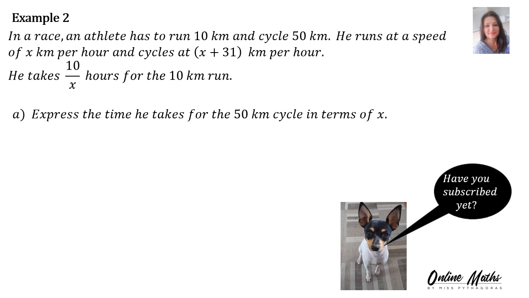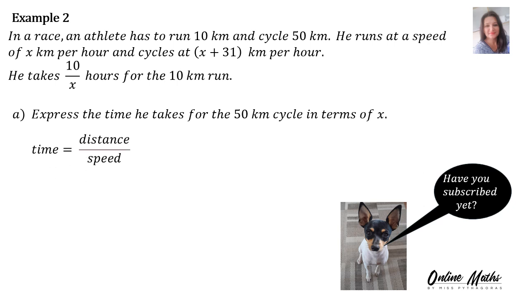Example 2. In a race, an athlete has to run 10 kilometers and cycle 50 kilometers. He runs at a speed of x kilometers per hour and cycles at x plus 31 kilometers per hour. He takes 10 divided by x hours for the 10 kilometer run. A. Express the time he takes for the 50 kilometer cycle in terms of x.